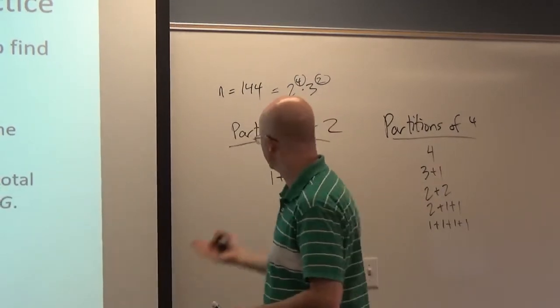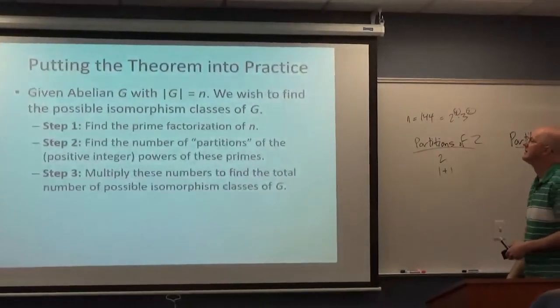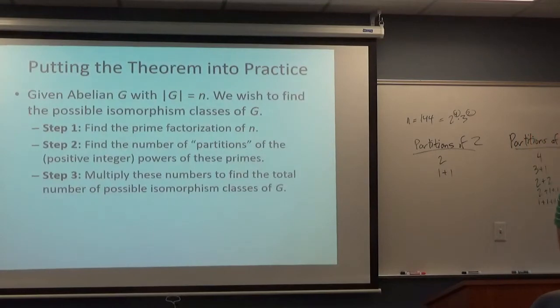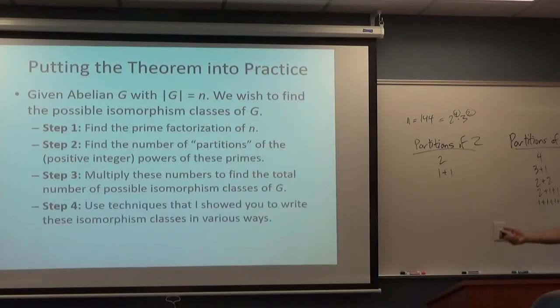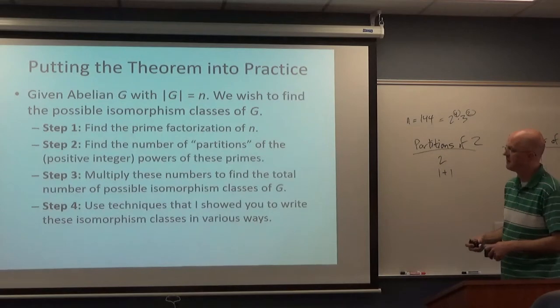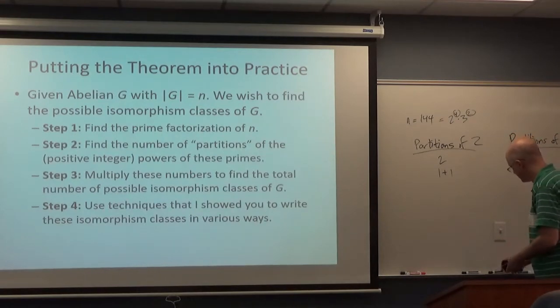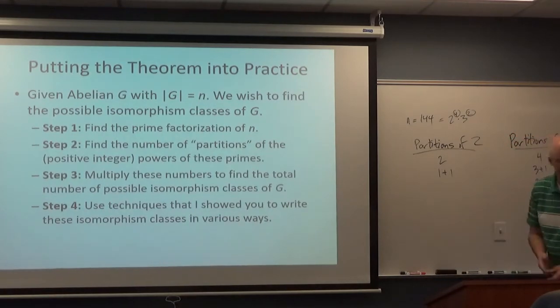Yeah, multiply those numbers, 2 times 5, to find the total number of possible isomorphism classes, and then you write them down using the method that I showed you in lecture 22. But here in this lecture, I'm just going to show you this Mathematica.